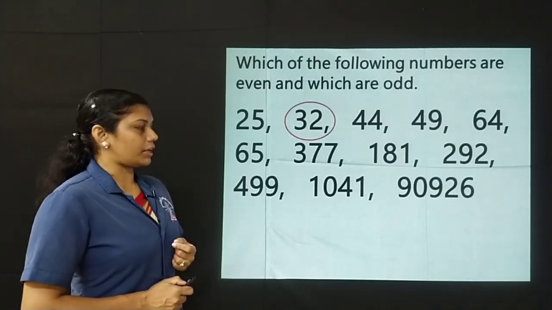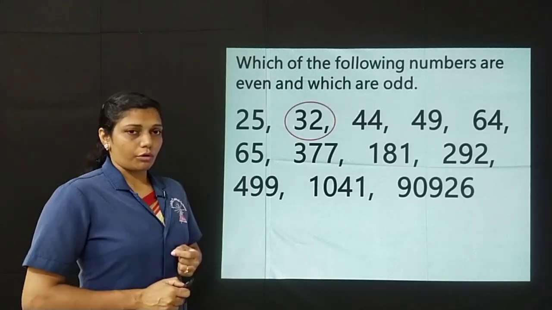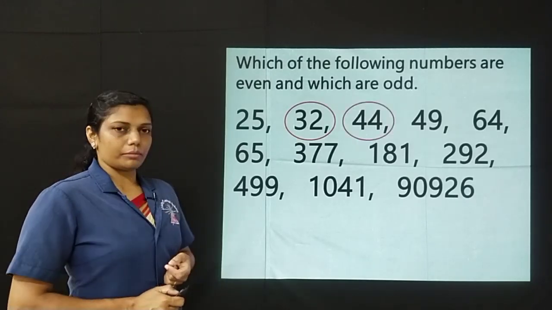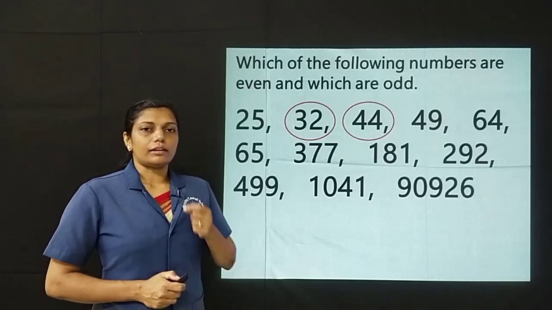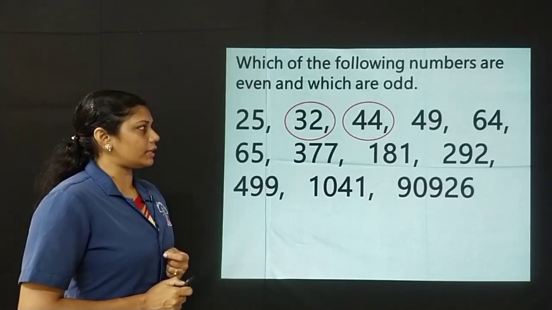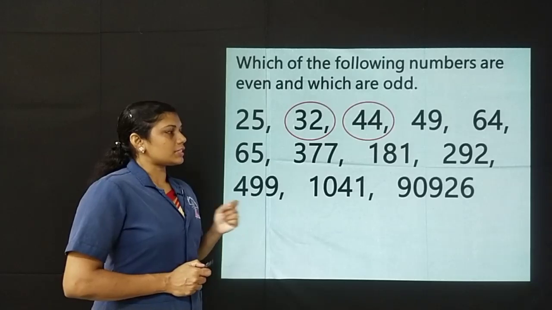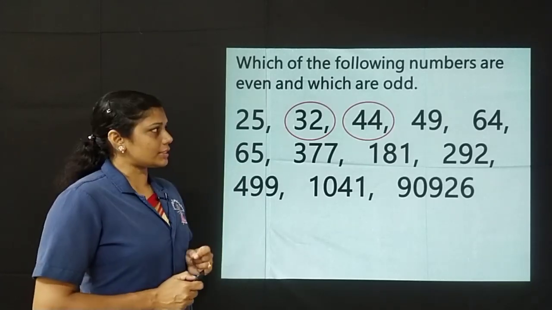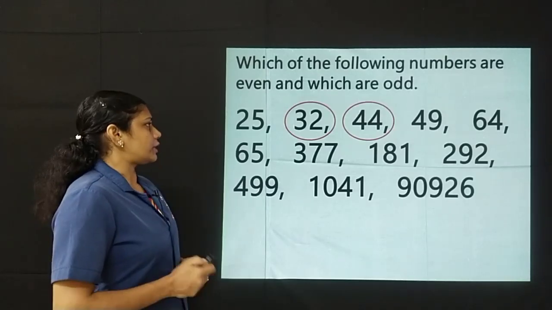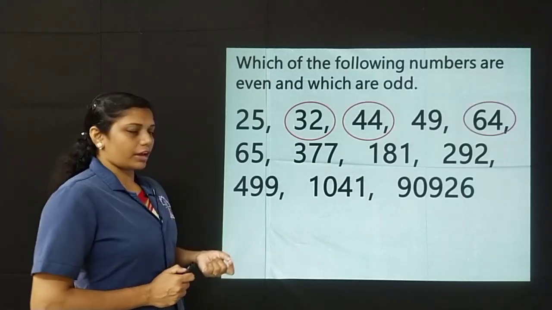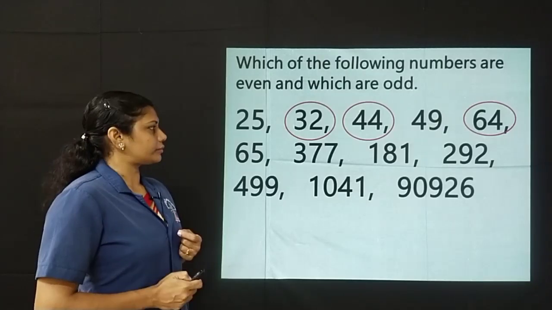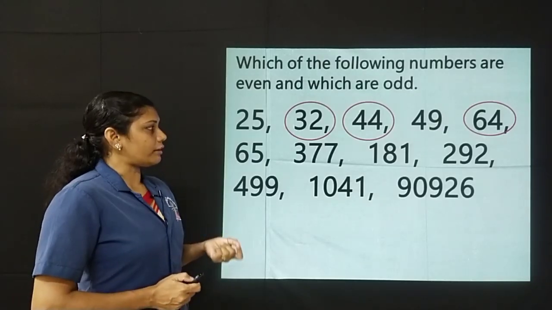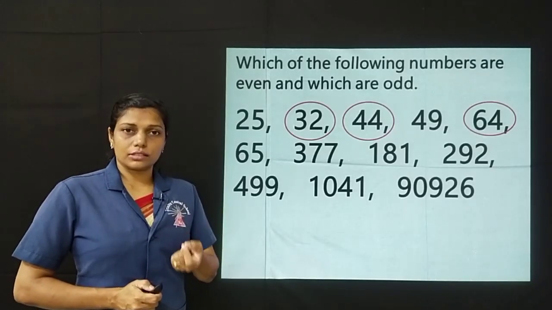Let us circle even numbers here. 44, 44 ends in 4. It is an even number. 49, it ends in 9. So, 49 is odd. 64, yes, it is an even number. So, let me circle it. 65, it is an odd number. 377 is an odd number. 181 is an odd number.